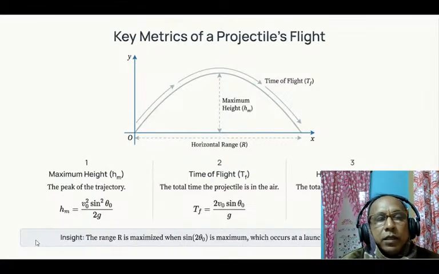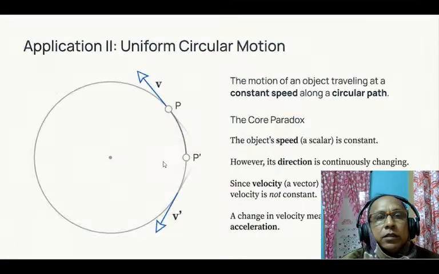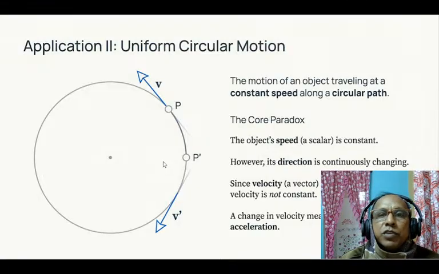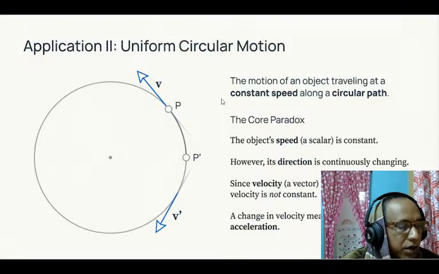Now we learn the other application: uniform circular motion. The motion of an object traveling at constant speed along a circular path. The core paradox: the object's speed, a scalar, is constant. However, the direction is continuously changing. Since velocity, a vector, includes direction, the velocity is not constant. A change in velocity means there must be an acceleration. This is uniform circular motion.